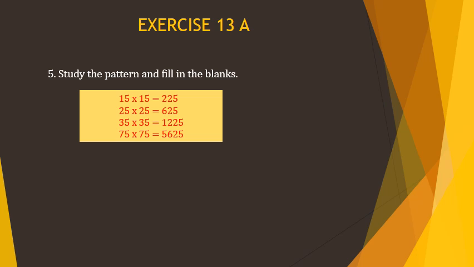So children, how do we get the answer? There is a pattern, there is a rule, and the rule is first digit multiplied by first digit plus 1, and the last digit multiplied by last digit. So this is the way how we will get the answer.